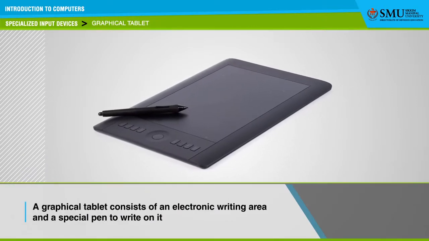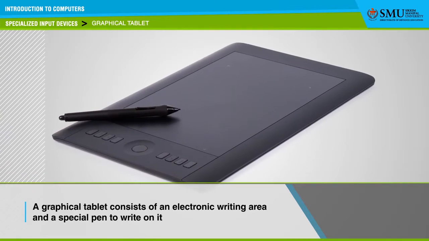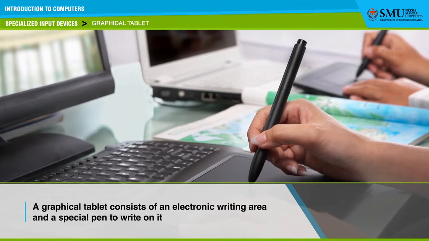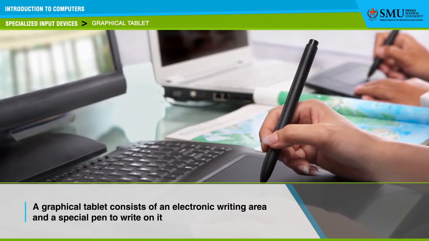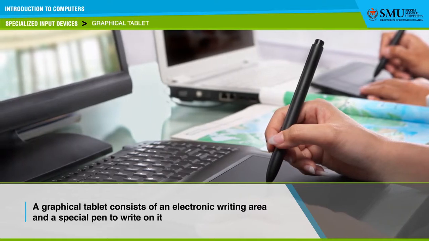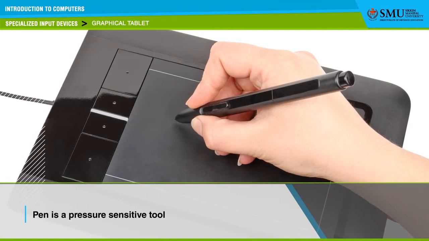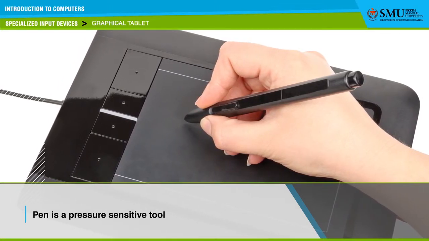A graphical tablet consists of an electronic writing area and a special pen to write on it. They allow artists to create graphical images with motions and actions. This creates a feel of using traditional drawing tools. The pen is a pressure-sensitive tool. Hence, pressing harder or softer can create brush strokes of different thickness and width.